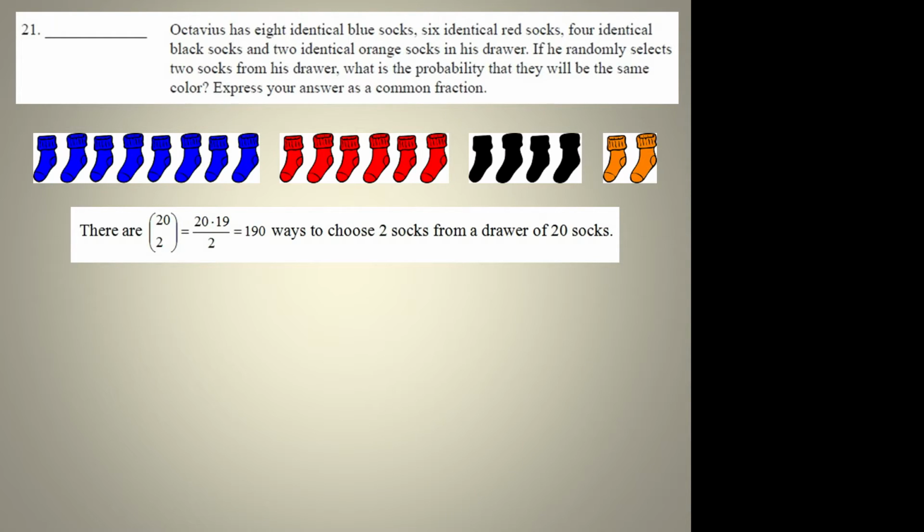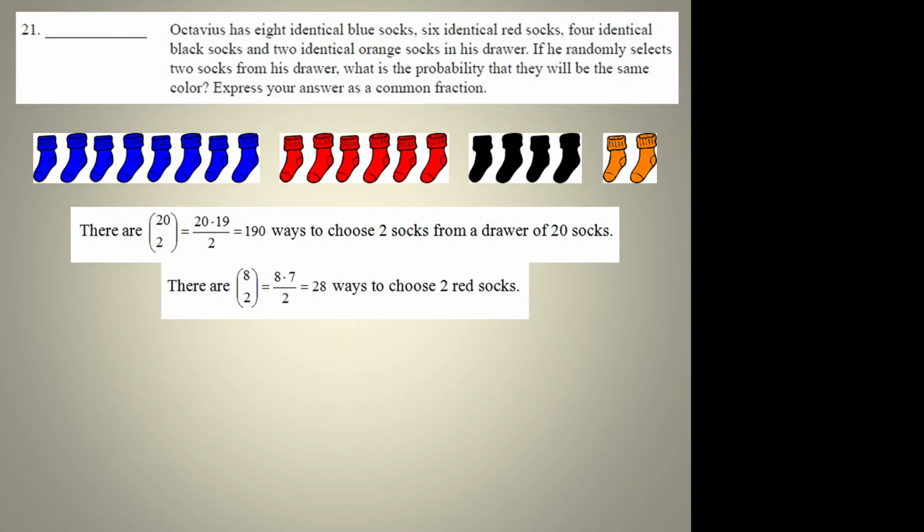But wait, you need to divide it by 2. Why? Because let's say you have 2 socks, the first one is A, the second one is B. You might choose the first one as A and the second as B, or you might choose the first one as B and the second as A. So the pair will be the same. Here we chose 2, which means the order doesn't matter. So that's why we divide by 2. You factor out the order here. So 20 times 19 divided by 2, that will be 20 choose 2. That will be 190 ways to choose 2 socks from a drawer of 20 socks.